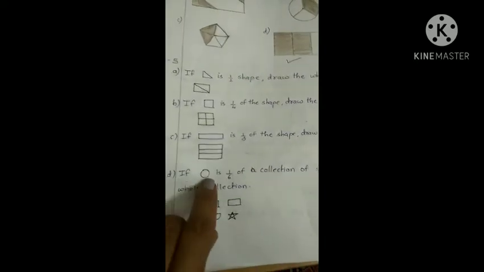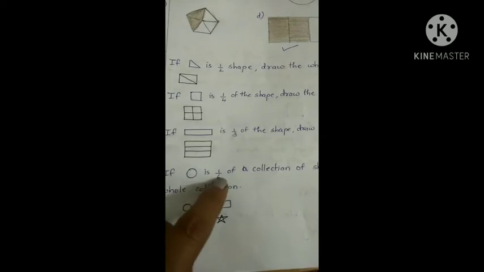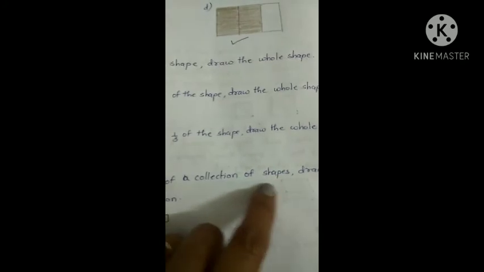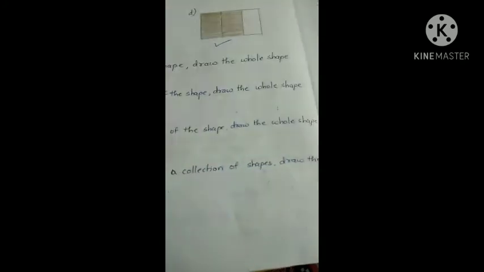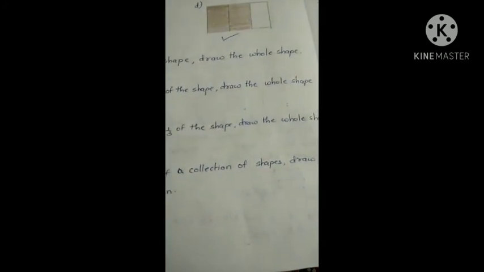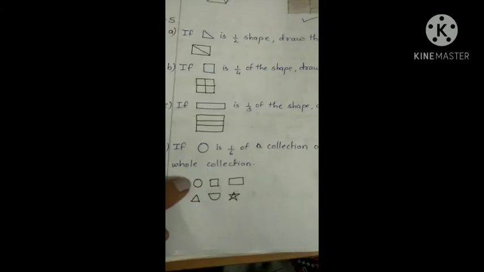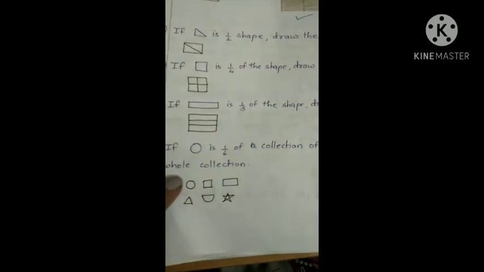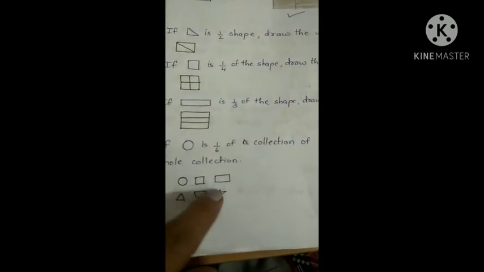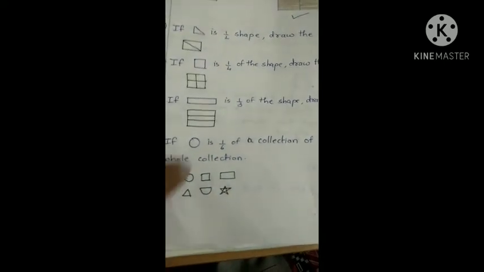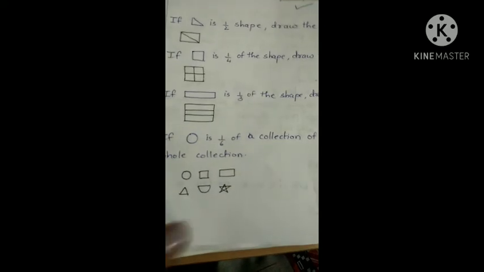See here they have written the question. Students, please see it properly. If circle is 1/6 means out of 6 one part is circle of a collection of shapes. Collection of shapes means different shapes are collected and made a group. Okay, then from that only circle is one shape of it. So I have drawn here 6 different shapes: circle, triangle, square, semicircle, star, rectangle, and from that 1/6 part is a circle, right? So this is our answer.